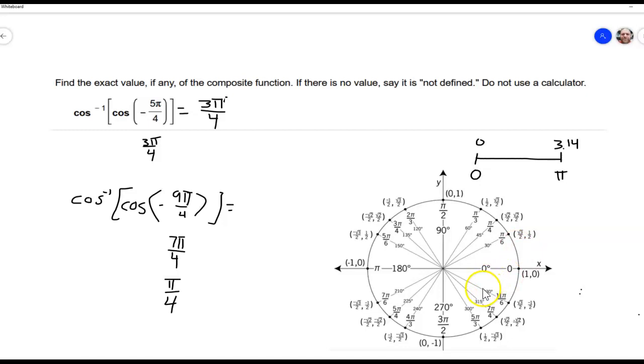So if we were to have like 9 pi over 17, we could still use this subtracting from 2 pi in order to find another angle that worked. So it doesn't just work for the ones on our unit circle, but now we just reflected it up here. So now we have everything we need. So the inverse cosine of the cosine of negative 9 pi over 4 is equal to pi over 4.